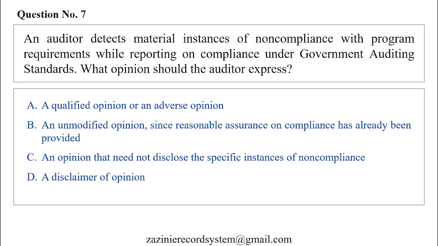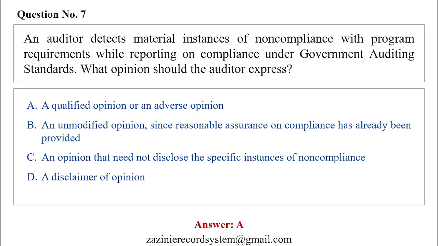Question number 7. An auditor detects material instances of non-compliance with program requirements while reporting on compliance under government auditing standards. What opinion should the auditor express? Letter A, a qualified opinion or an adverse opinion. Letter B, an unmodified opinion, since reasonable assurance on compliance has already been provided. Letter C, an opinion that need not disclose the specific instances of non-compliance. Letter D, a disclaimer of opinion. Correct answer is letter A.